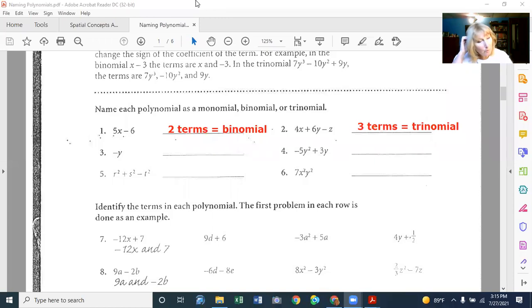Okay, what about number 3? Well, I see only one term. It's a negative y, or you could say it's a negative 1y. That's only one term, so that is equal to a monomial. Okay, so that's what you do on that part there. Go down a little further on the page.